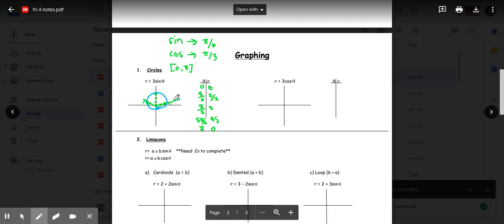Another thing I want to show you is if I asked you to take this and convert it to a rectangular equation, what you can do is multiply both sides by r. If you do that, you get r squared equals 3r sine theta. And r sine theta equals y, so it'd be 3 times y. And then we know r squared we can replace as x squared plus y squared.